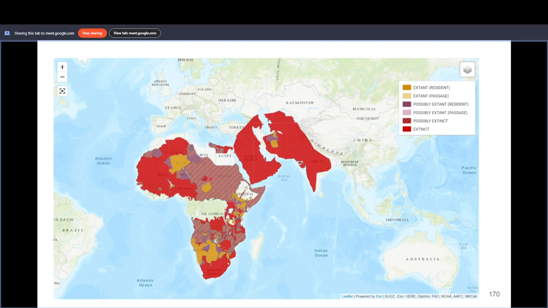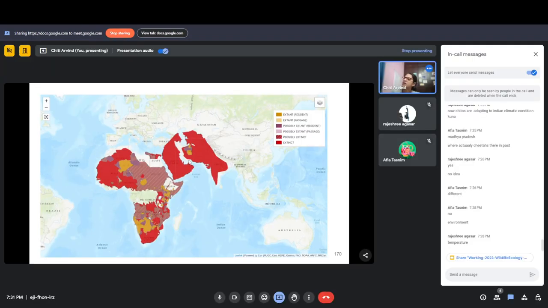Then you have possibly extinct, which is these hashed out areas, and completely extinct in the red areas. So if you see that the distribution of this particular species has drastically reduced over the entire original distribution range, right? And now it's restricted only to these orange pockets. And here you have the Asiatic cheetah, which is found in this tiny pocket in Iran. Right. So this should give you an idea of cheetah distribution.